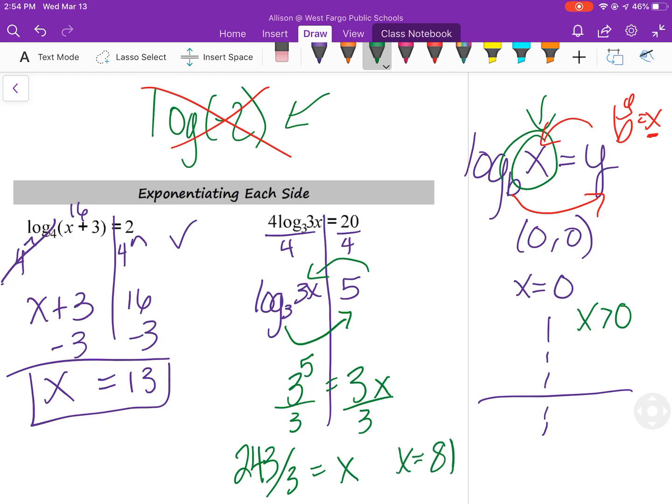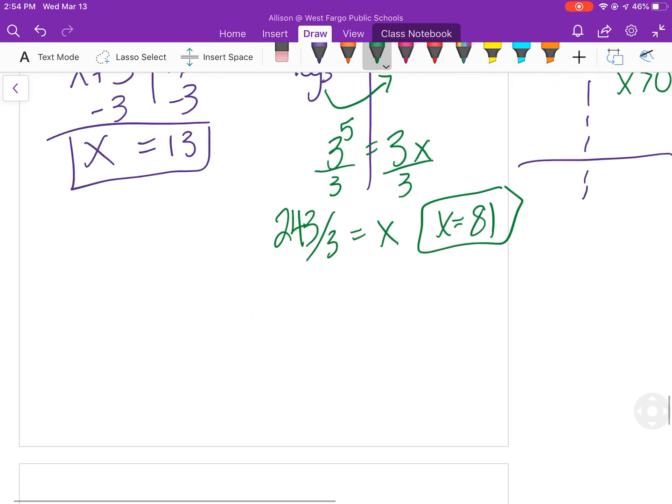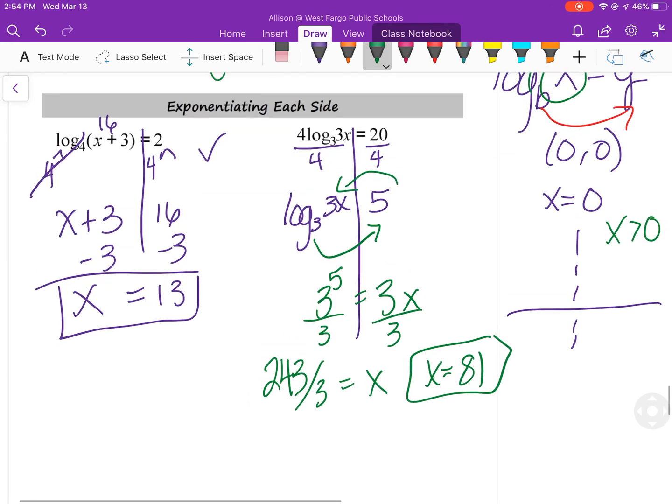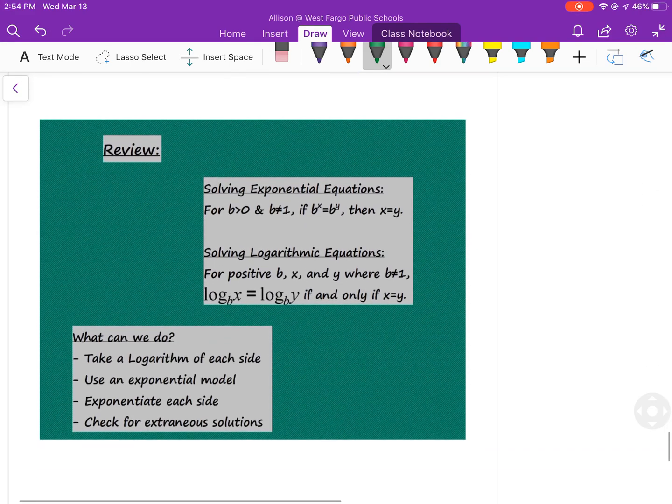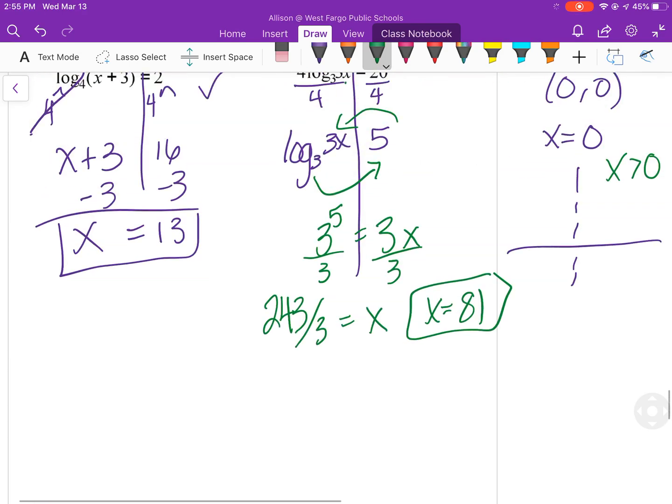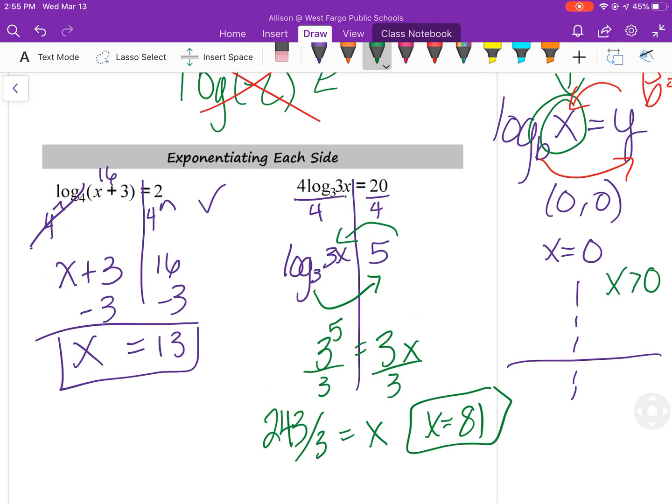So x equals 81, I think. Some mental math, so hopefully that's right. If I plug 81 back in there, I'll be okay. No negatives. So that was kind of a quicker version of what we did yesterday. So day 2, just practicing a little bit more with a couple equations that have a few more extra steps. So hopefully that was helpful.